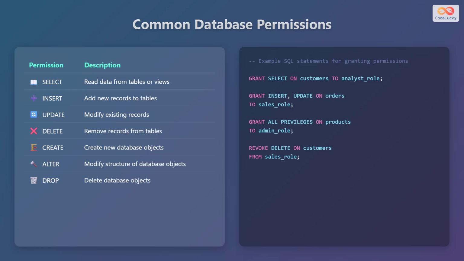Create permission allows you to create new database objects. Alter permission allows you to modify the structure of database objects. Drop permission allows you to delete database objects. Example SQL statements for granting permissions are shown on the right.